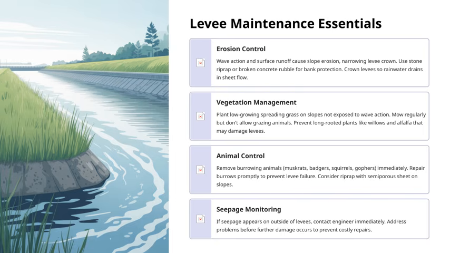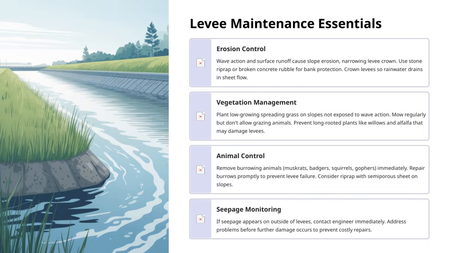Burrowing animals such as muskrats, badgers, squirrels, and gophers can create tunnels that weaken the levee. Removing these animals promptly is essential, and any burrows should be repaired quickly to prevent potential failures. Sometimes, using riprap with a semi-porous sheet on slopes can help deter burrowing activity.